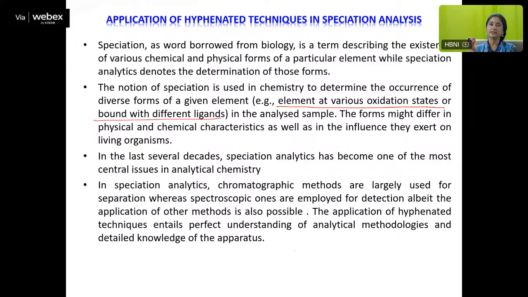Because methyl mercury is more toxic than normal mercury. Arsenic 3 is more toxic than arsenic 5. Antimony 5, like chromium 6, is more toxic than chromium 3. So sometimes it is very necessary to know the species which is present in your sample, rather than your total concentration. In the case of the spectrophotometric technique, we cannot do that.